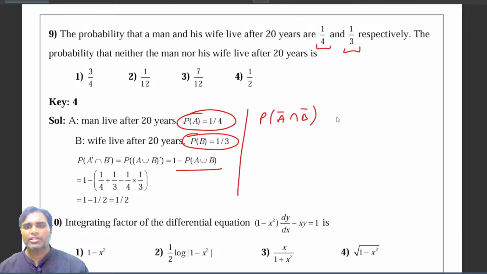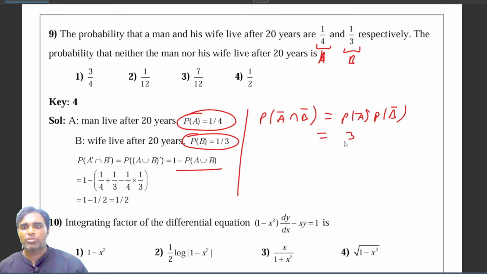We know that they are independent. I am considering this as A and this as B. The man and his wife are independent. So A bar intersection B bar is also independent. So it is P of A bar into P of B bar. So 1 minus 1 by 4 is 3 by 4, and this is 2 by 3. So we are getting the answer as 1 by 2.